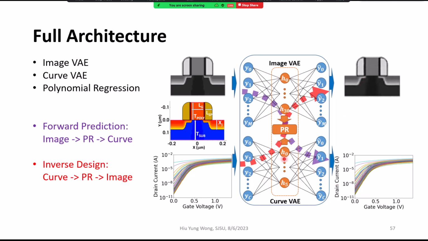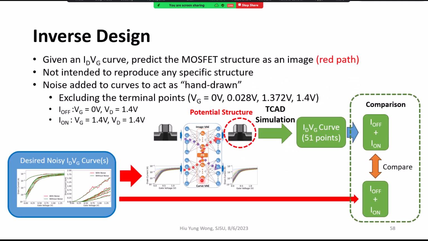And then we correlate their hidden variables with polynomial regression. Here I only want to talk about the red one, inverse design. If you give me a curve, can I predict the image? Again, this is trained on perfect TCAD data. But how can we test it? We don't have experimental data. So what we did is draw some very noisy curves to mimic the experiment, and then let it predict what structure it will be.